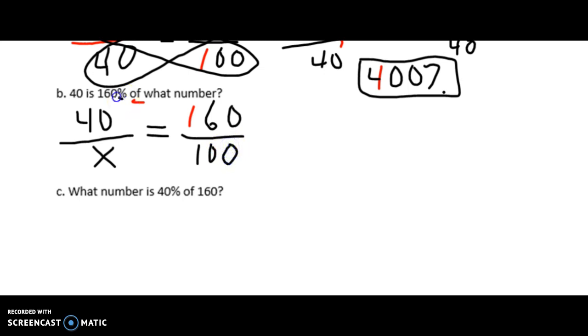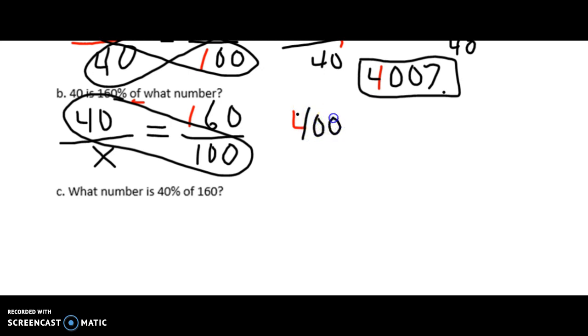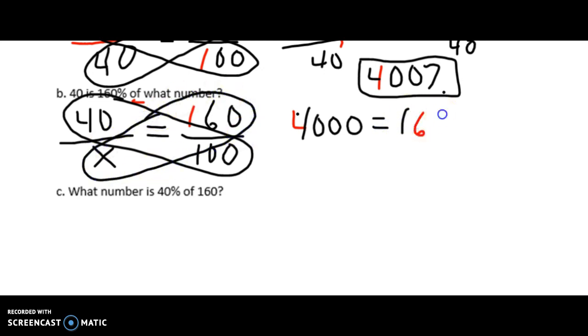So my equivalent ratio is going to be 160 over 100. Same thing, I'm cross multiplying. So I'm going to do 40 times 100. That's going to give me 4,000 equals, cross multiply the other side, 160x.